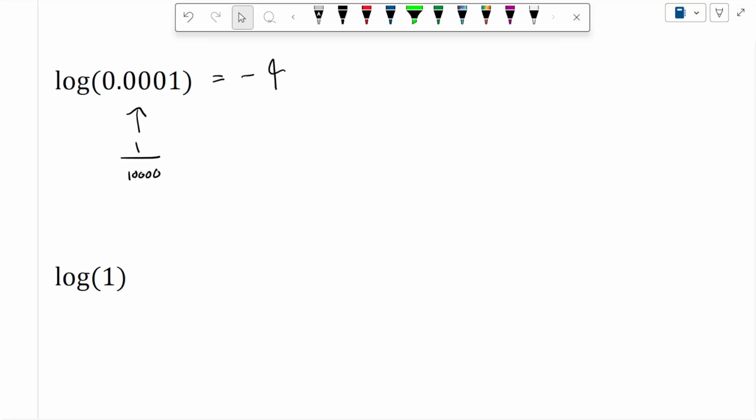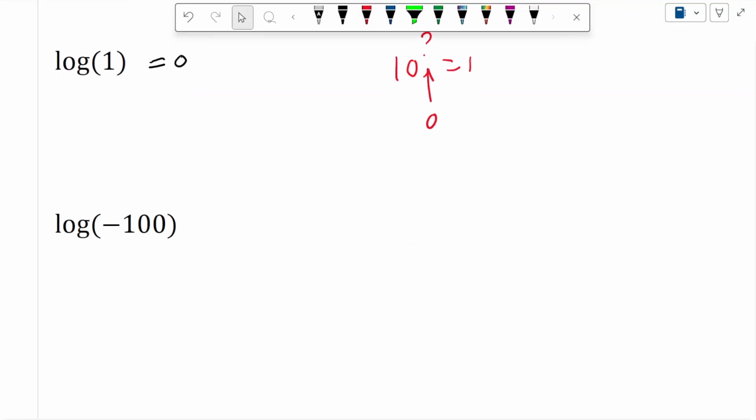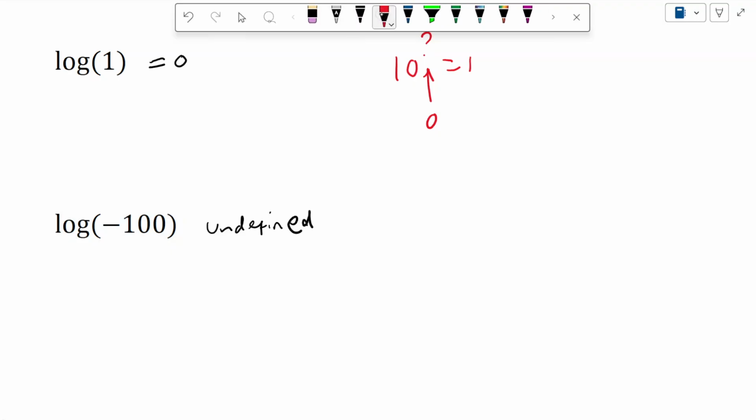Log of 1 is 0. So 10 to the power of what equals 1? The answer there is 0. Log of minus 100 is actually undefined. You'll notice that in all your index laws, 10 to the power of x is always positive.